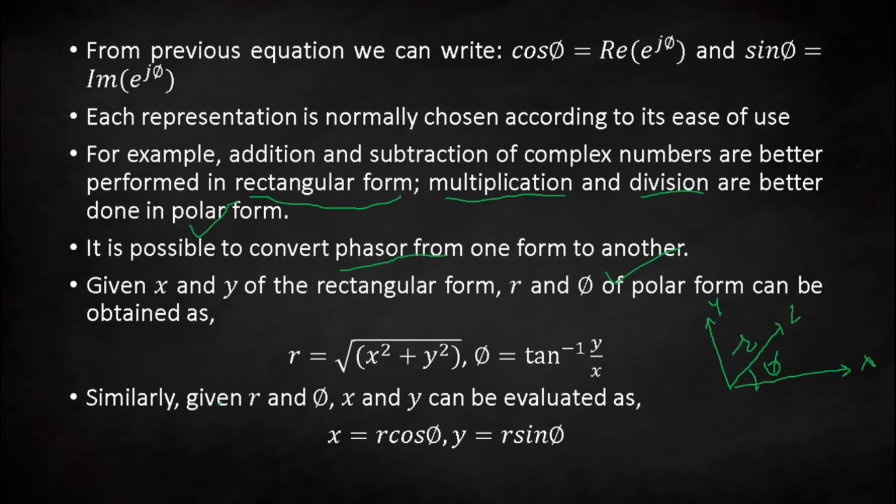Similarly, you can find the values of x and y if r and phi are given. So x is equal to r cos phi and y is equal to r sin phi. Cos phi is x divided by r, so you can find x. For y, sin phi is equal to y divided by r, so simplifying, y is r sin phi.